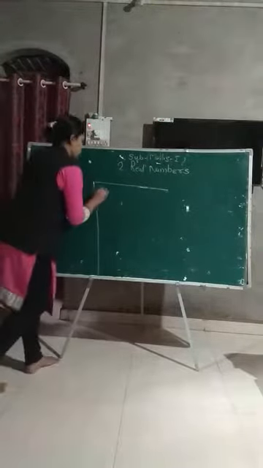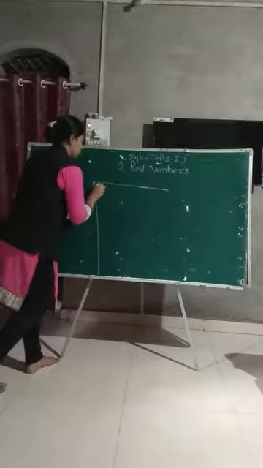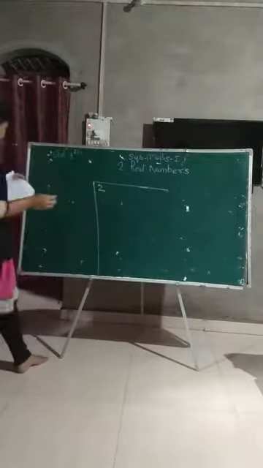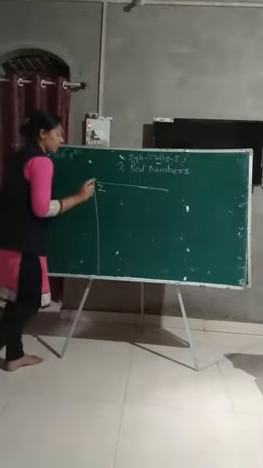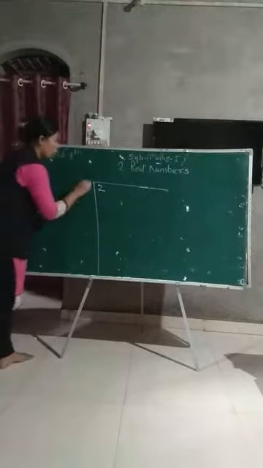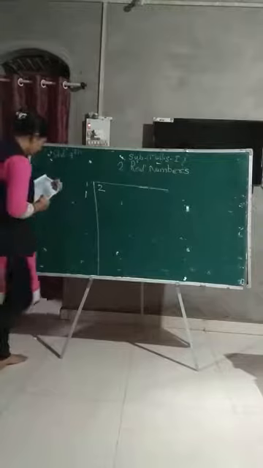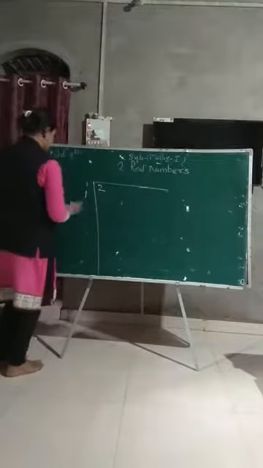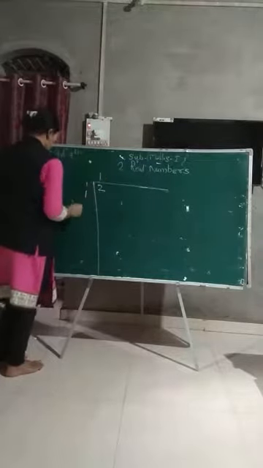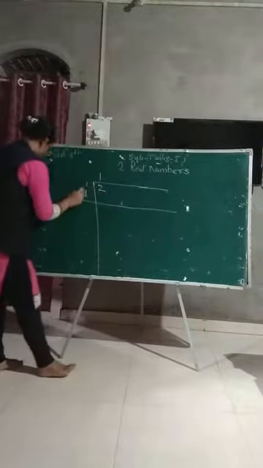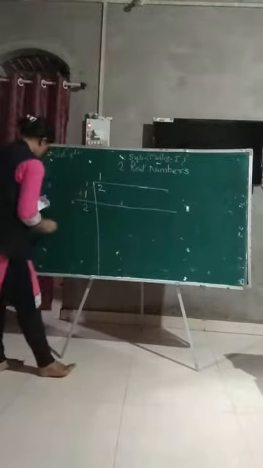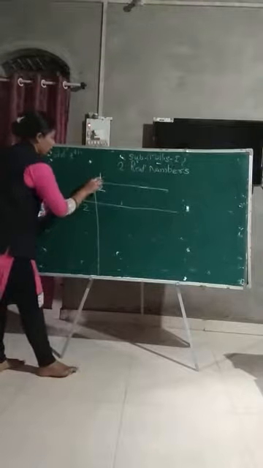Write 2. Here we take 3 similar numbers. That is, we write that number 3 times. One is here, 1, 1, and 1 here also. Then add these numbers: 1 plus 1 is 2. Here 1, 1, 1.